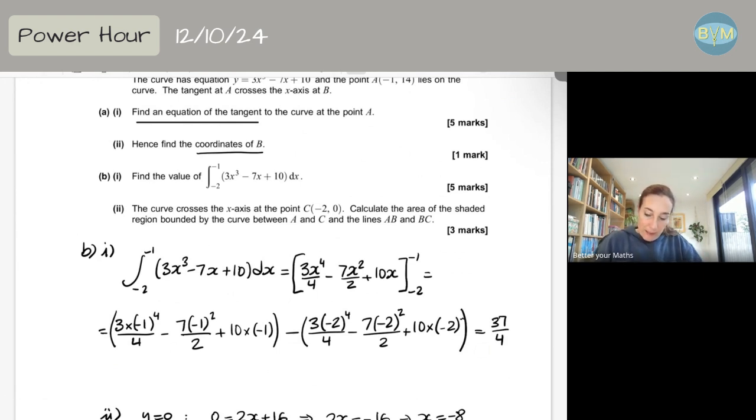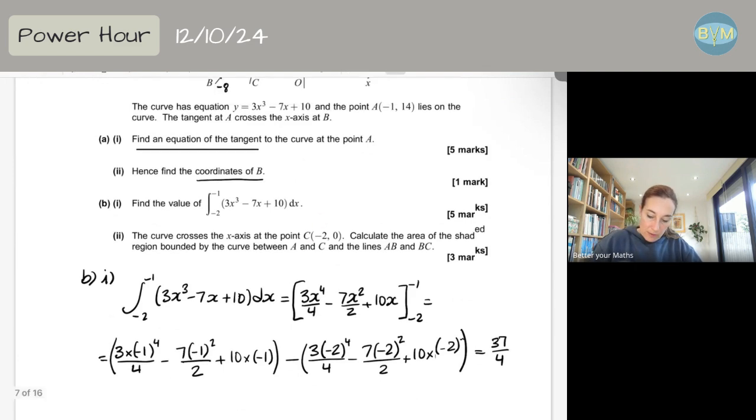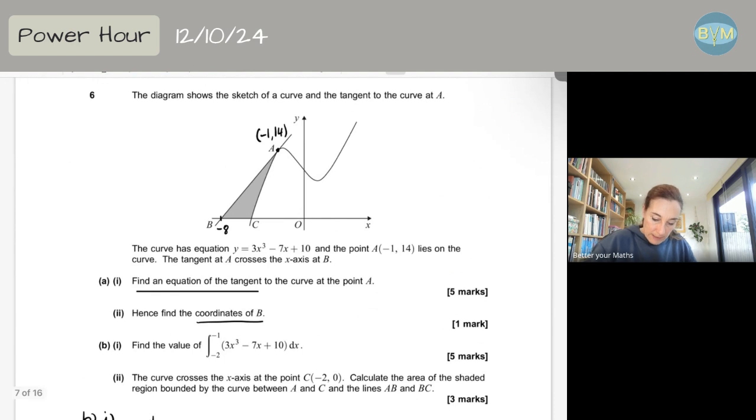And then the curve crosses the x-axis at point (-2, 0). So the curve is here. This is -2, so this point is (-2, 0). Calculate the area, the shaded area, between the line, the curve, and the x-axis. How am I going to find that area? Who can tell me what I'm going to do to find that area?